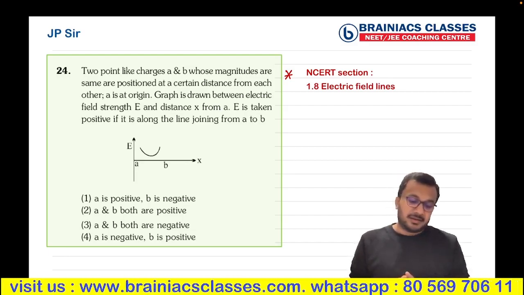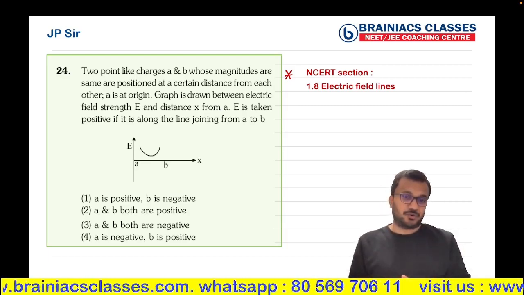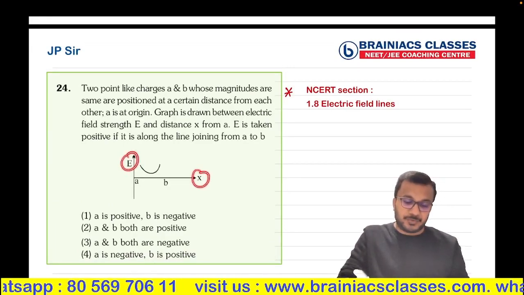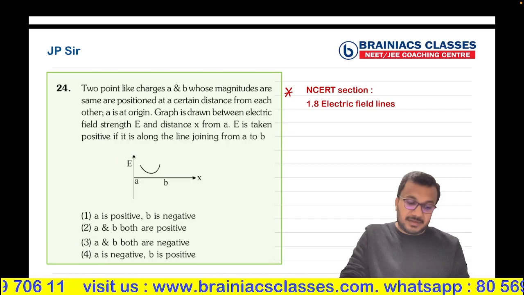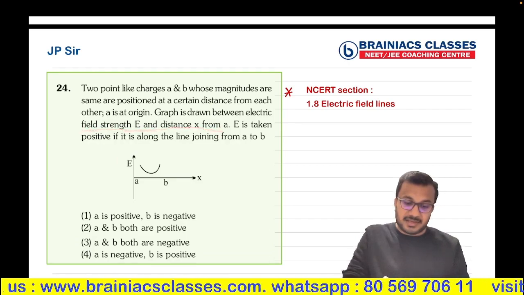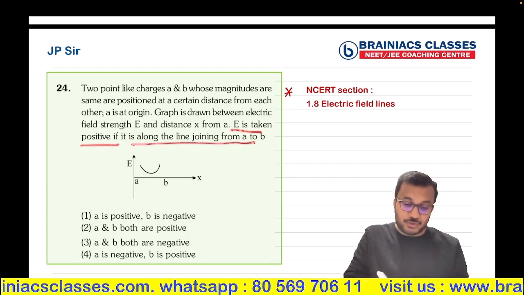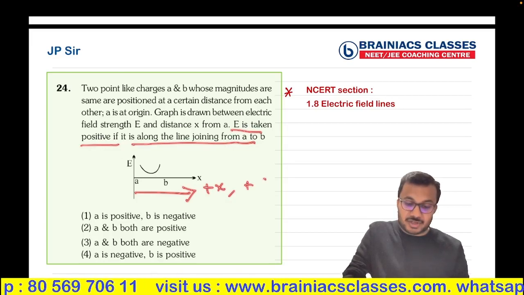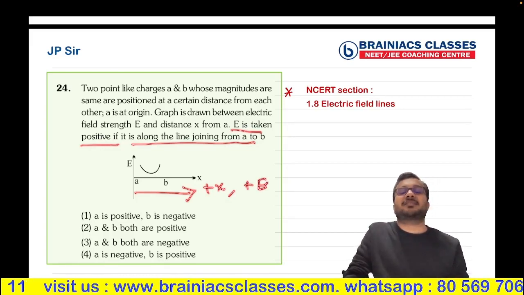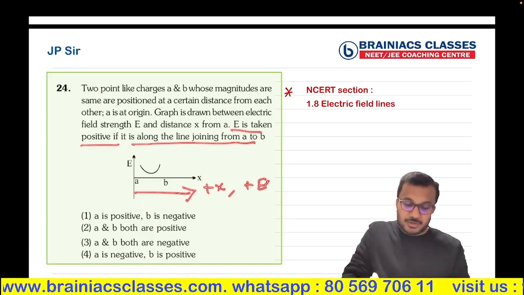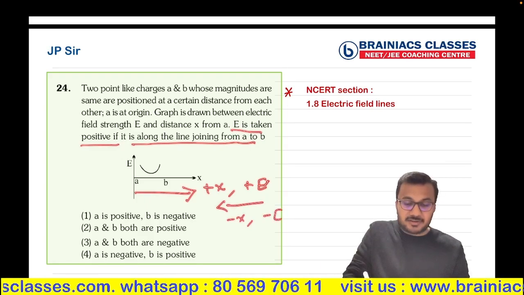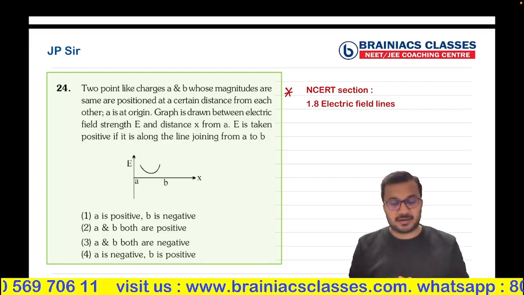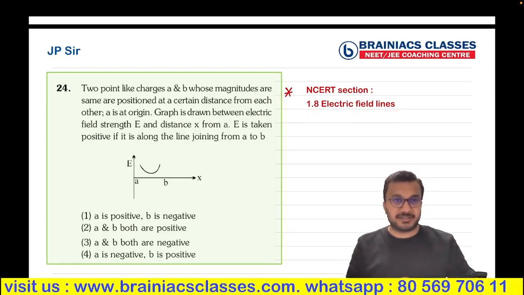The question is asking, and the graph is given to you. You don't have to draw a graph. So this is an electric field versus x graph. The question is giving a major hint: the electric field E at a distance x from A is taken as positive along the line joining from A to B. A to B means positive x direction. Positive x direction means positive E. This is what they have given in the question. So of course in the minus x direction, the electric field should be minus E.